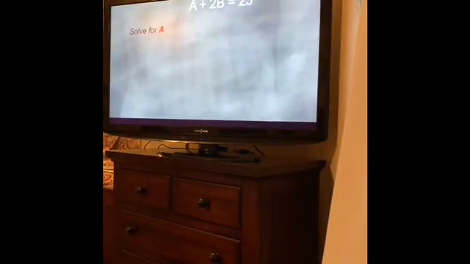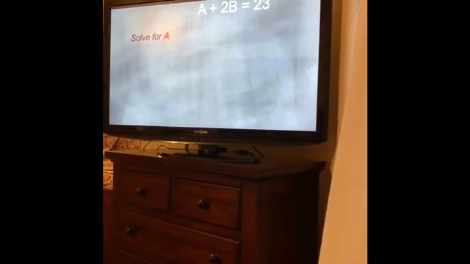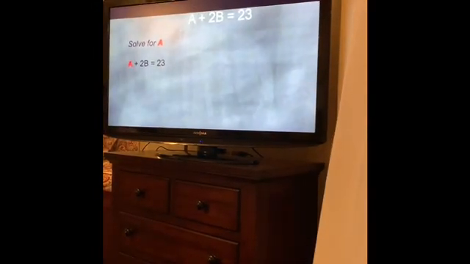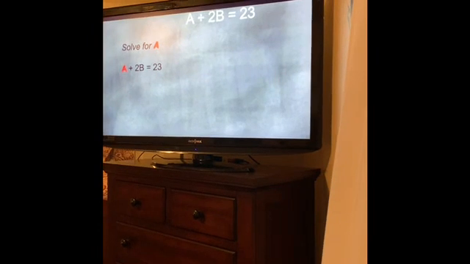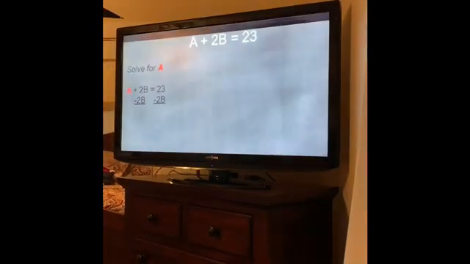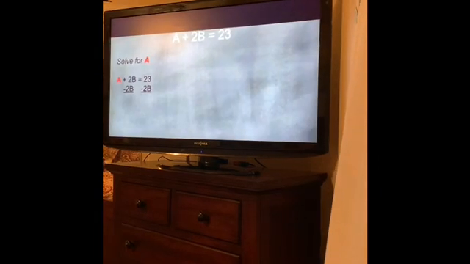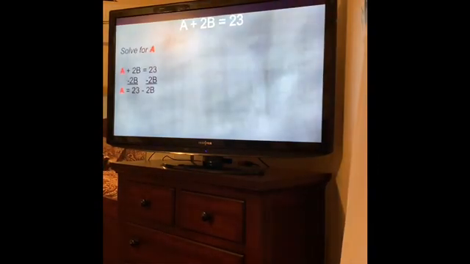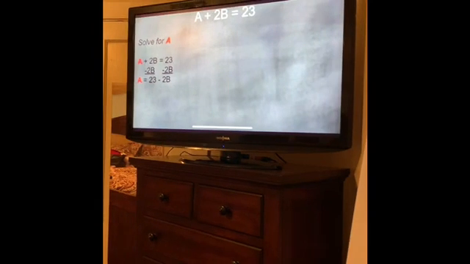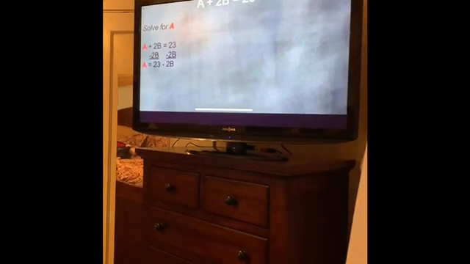Let's take the expression A plus 2B equals 23. We first need to solve for A in terms of B. When we do this, we rewrite the equation A plus 2B equals 23. Our next step is to get A on the side by itself, and we do that by subtracting 2B from both sides of the equation. This leaves us with A equals 23 minus 2B.